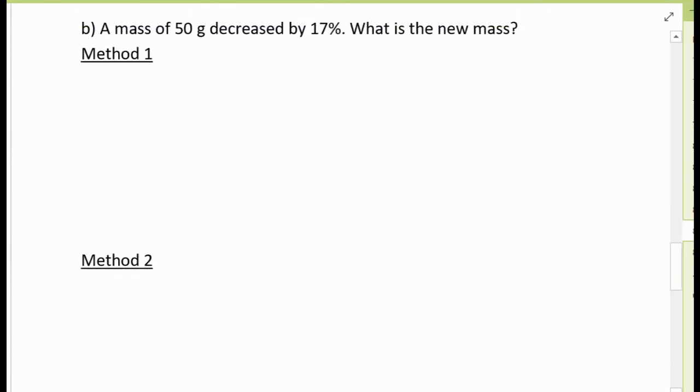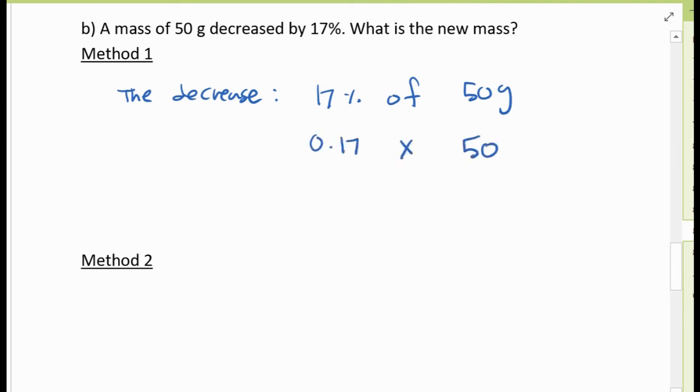Next, a mass of 50 grams decreased by 17%. Okay, everyone. So we're going to find method 1. We're going to find the decrease. So the decrease is 17% of 50 grams. So that is 0.17 times by 50.